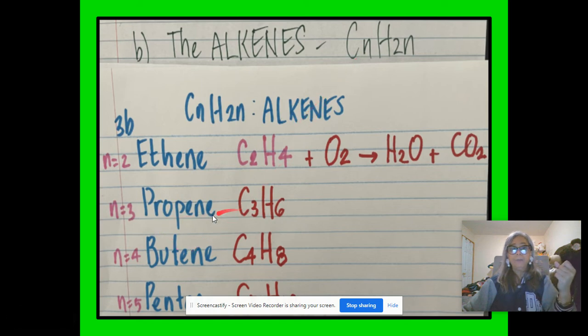So here, propene, that would be if n is equal to 3. C3H, what happens? 2 times 3 is 6. So you have C3H6. Or if n is equal to 4, what happens? C4. 2 times 4 is an 8, C4H8, and so on. So there's a certain level of predictability when it comes to knowing the alkenes.